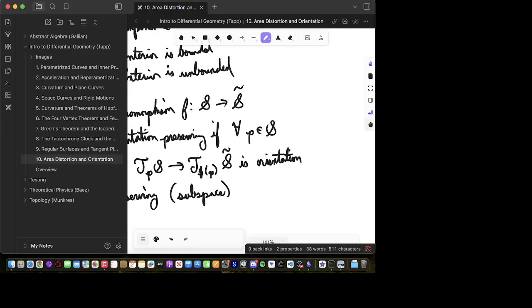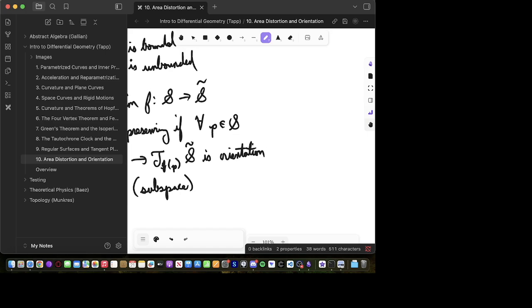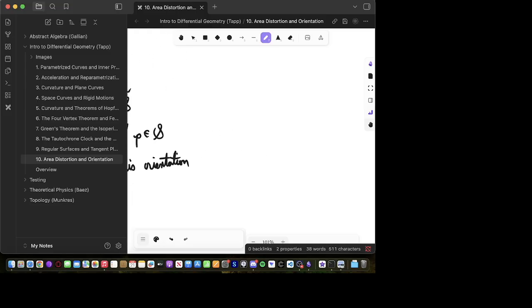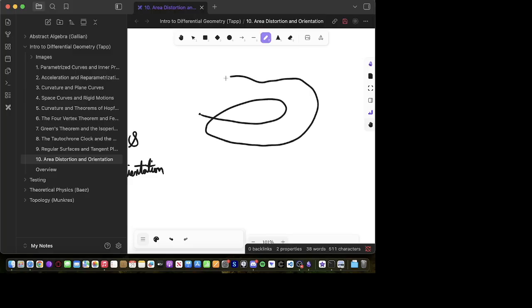So you might be wondering, is there a surface out there that is non-orientable that we can easily visualize? My answer to that is yes. The most common example of that is the Mobius strip.